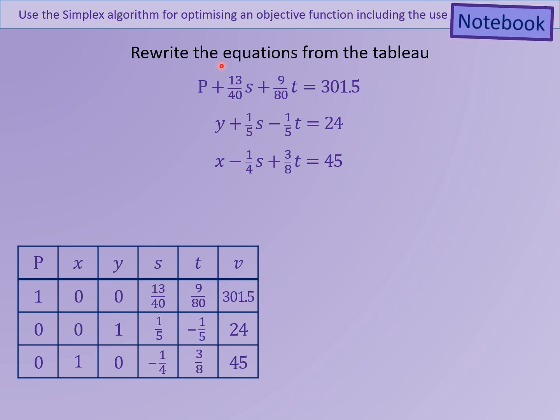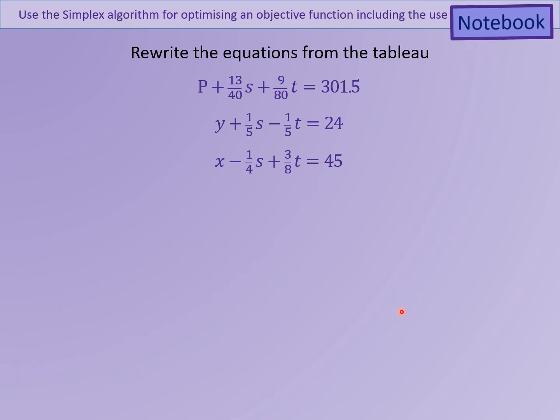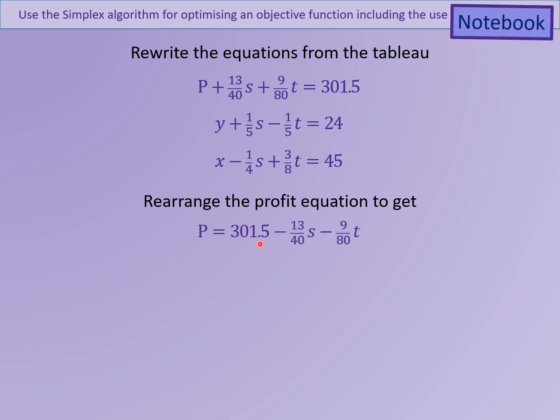But how do these help me? Well, let's take our top line. That top line is, going back to what our goal is, to maximize this p-value. And if I rearrange this profit line like this, so profit equals £301.50, take away some amount of s, take away some amount of t. Now, if you're trying to maximize that p-value, and you can choose whatever s and t values you like, these are variables, so these can equal anything greater than or equal to 0. Remember, they can't be negative. What values would you pick to maximize £301.50?